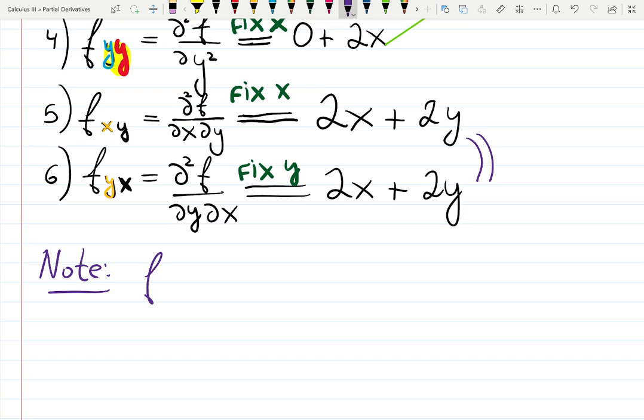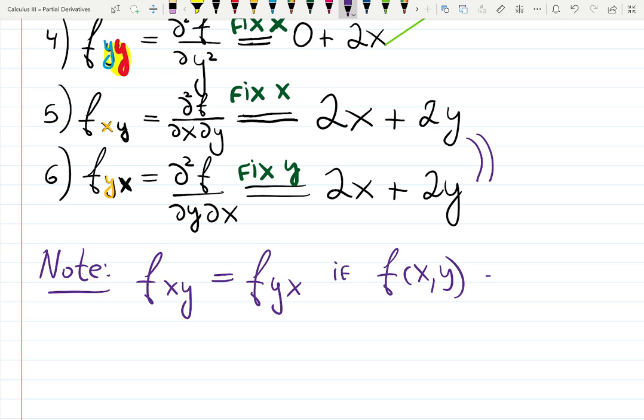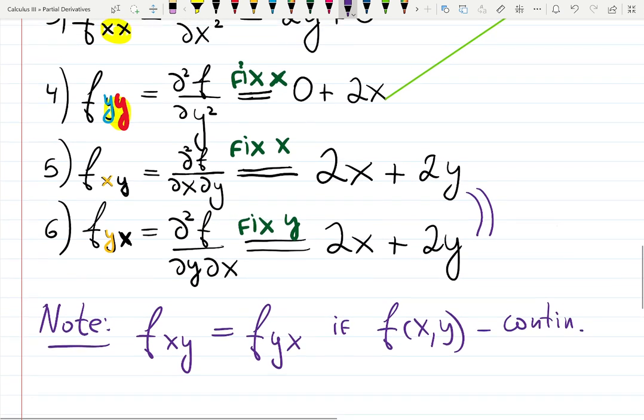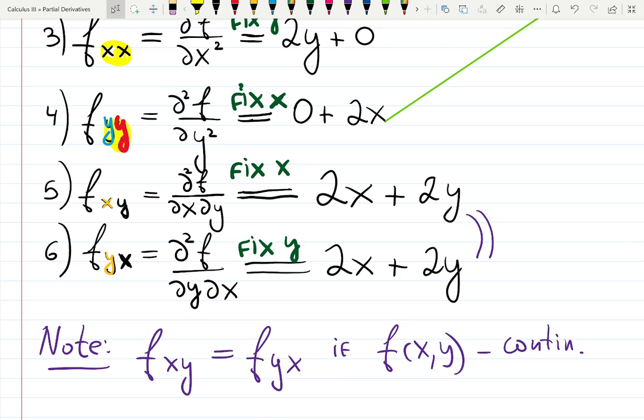Note, partial mixed derivatives in x and y match if f of x and y is continuous. For continuous functions, they do match, which is good. Yes. So for problems 5 and 6, yes.